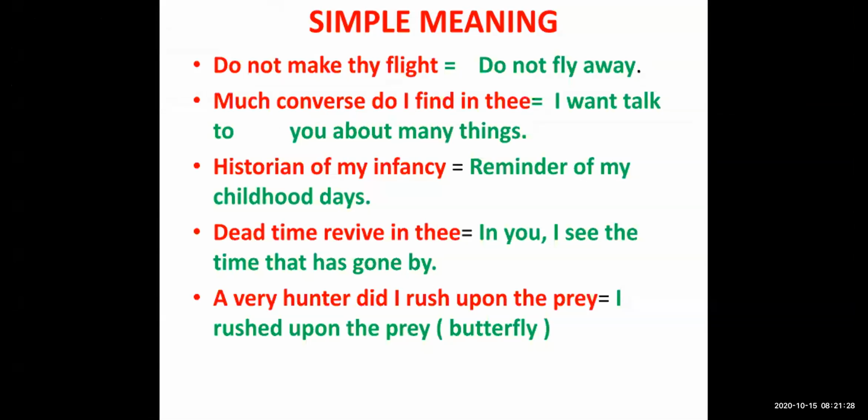That time revive in you, I see time that has gone by.